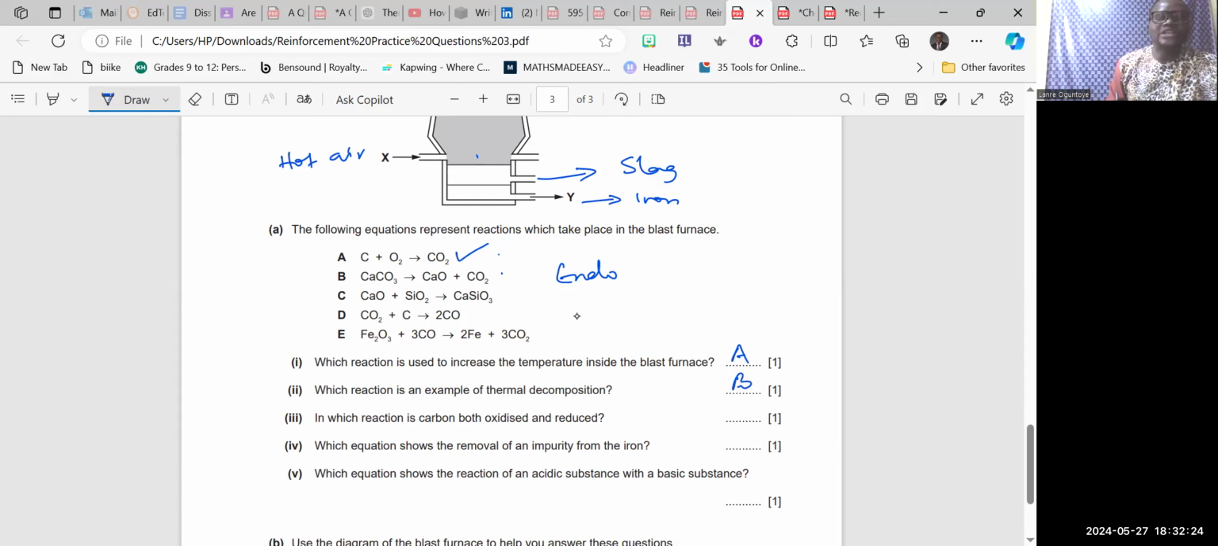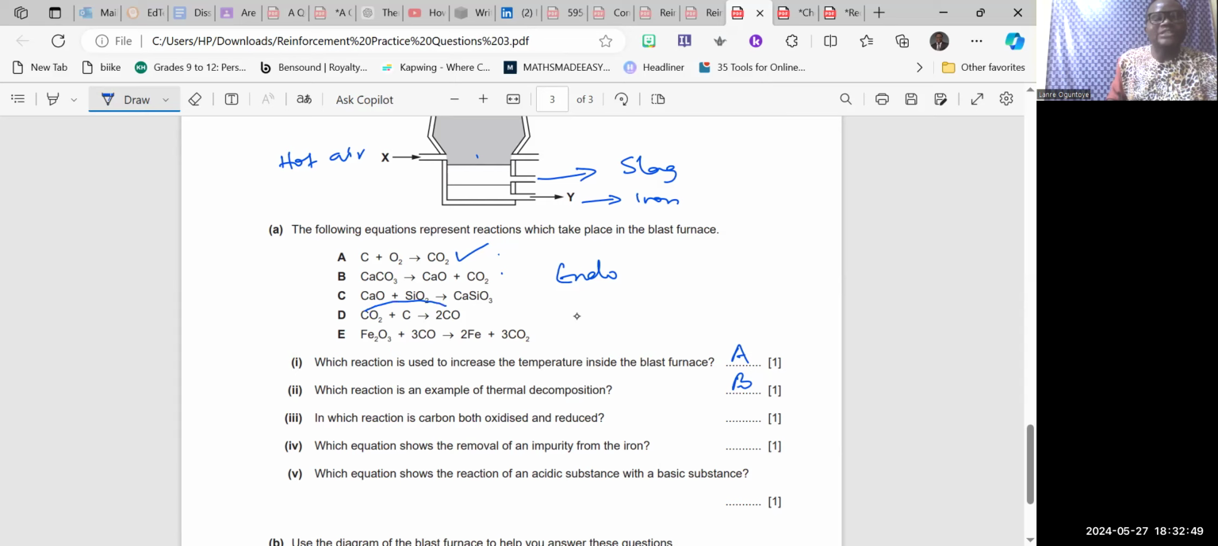In which reaction is carbon both oxidized and reduced? D. Yes, it's called a disproportionation reaction. Right? It's a reaction in which a species is both oxidized and what? Reduced. Right? Because you can see carbon here.